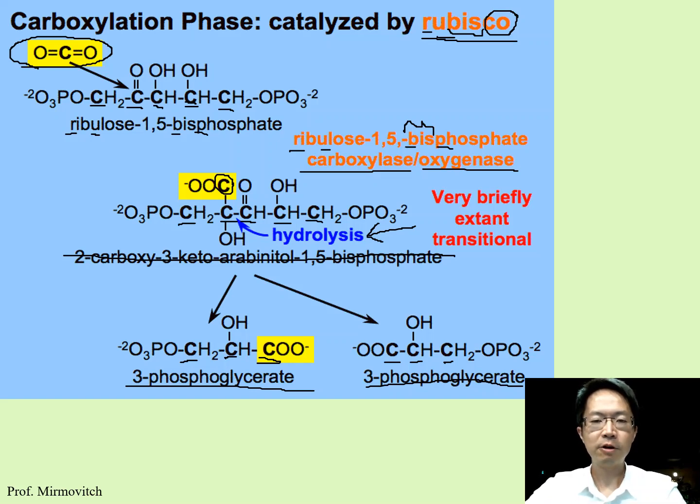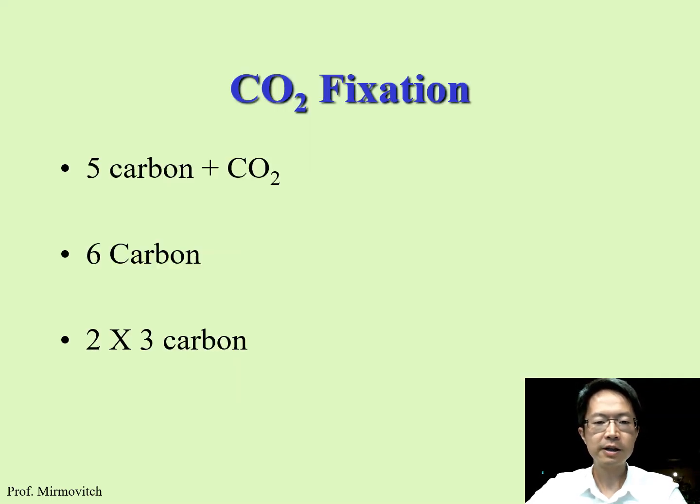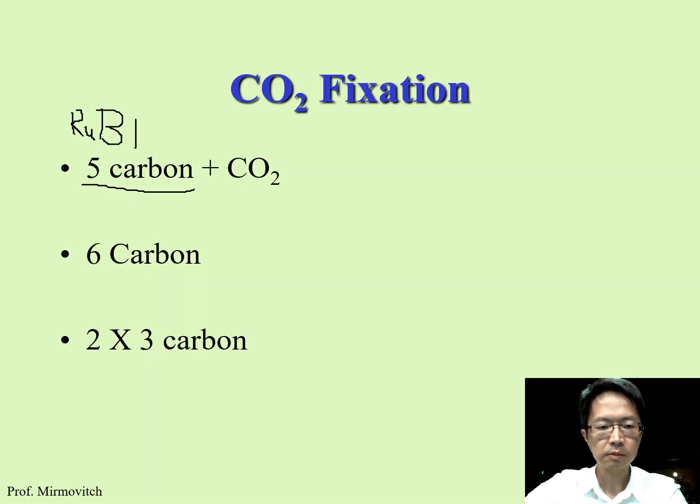So that's the basic flow of the carbon dioxide fixation. We call it carbon dioxide fixation. Let's repeat. What's the name of the 5 carbon molecule? You just need to know RuBP. RuBP is the 5 carbon molecule added with carbon dioxide, so this is a 1 carbon molecule. 5 carbon plus 1 carbon becomes 6 carbon.